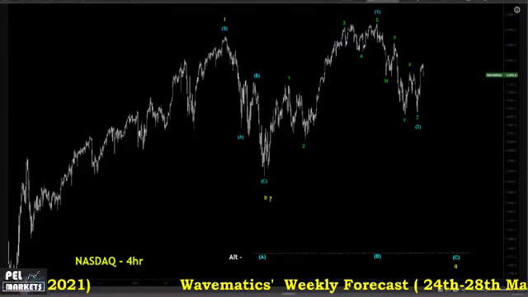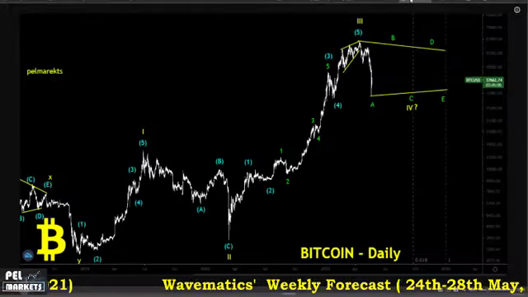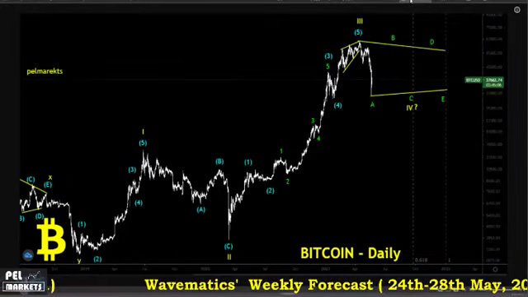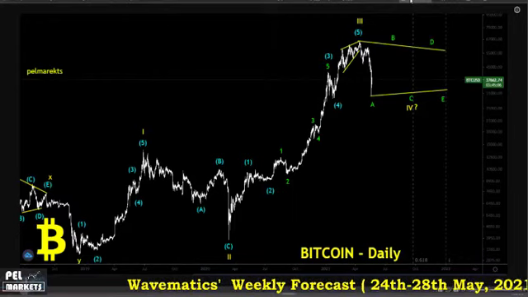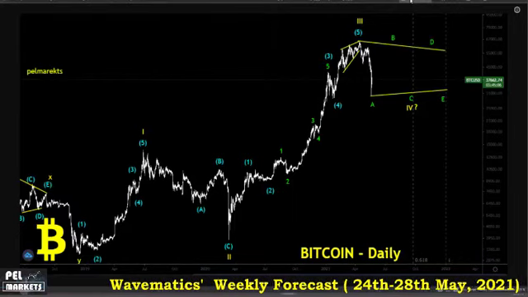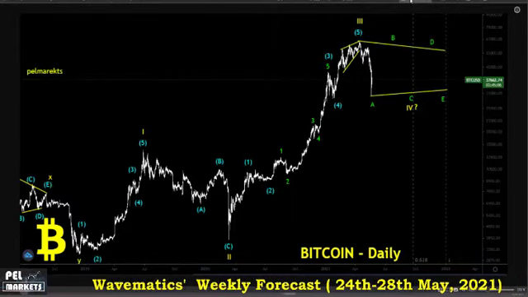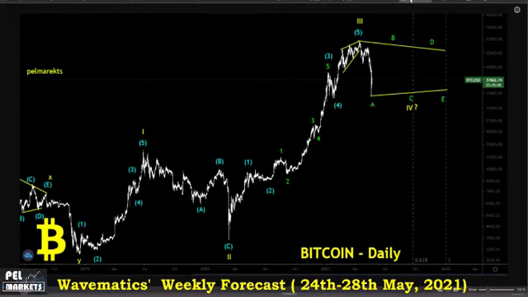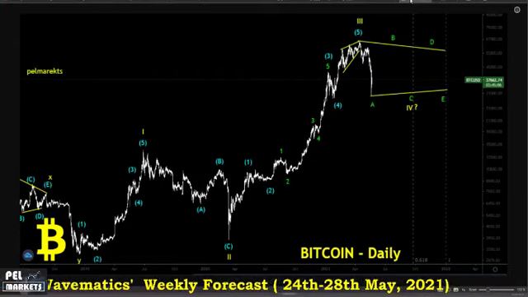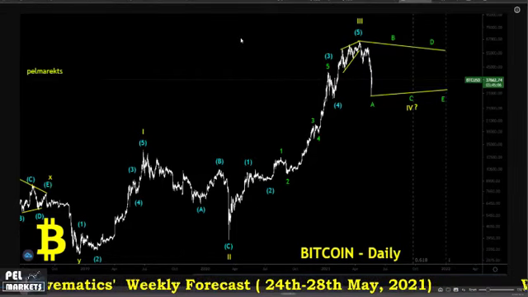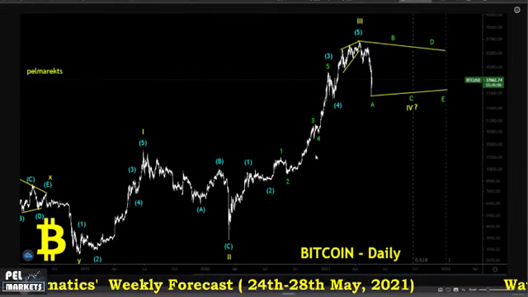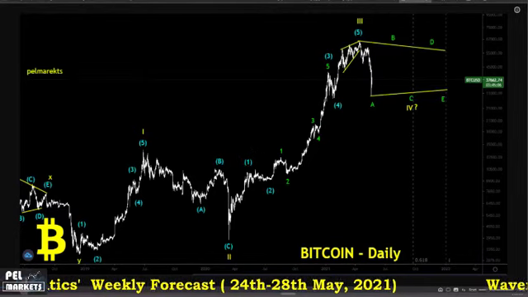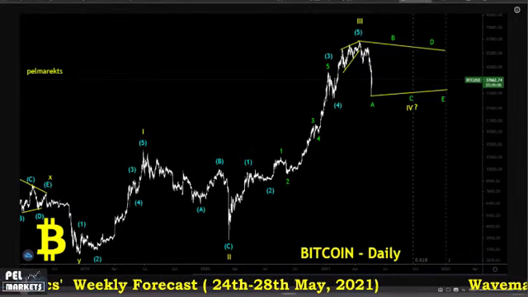The next pair we'll be looking at is Bitcoin. A lot of people, you see, when there is any kind of crash, people start panicking, thinking this is the beginning of the bear market, of the bear cycle. But for me, I'm not seeing it that way. We've been looking at this particular coin for some time. So this is the count that I'm looking at now.